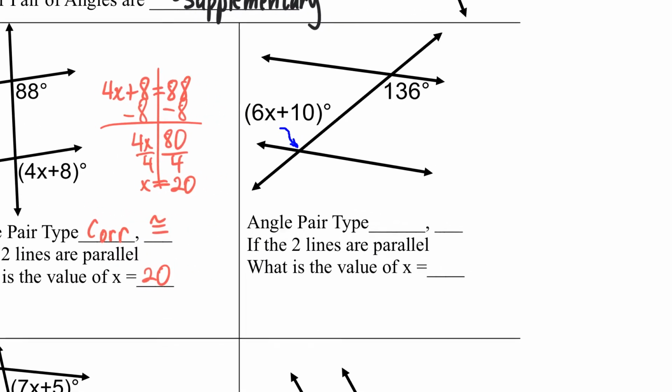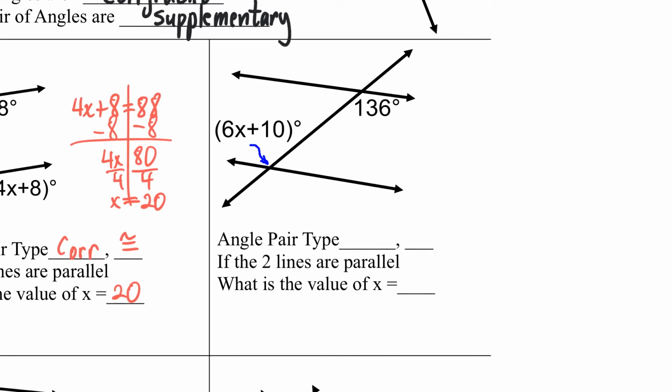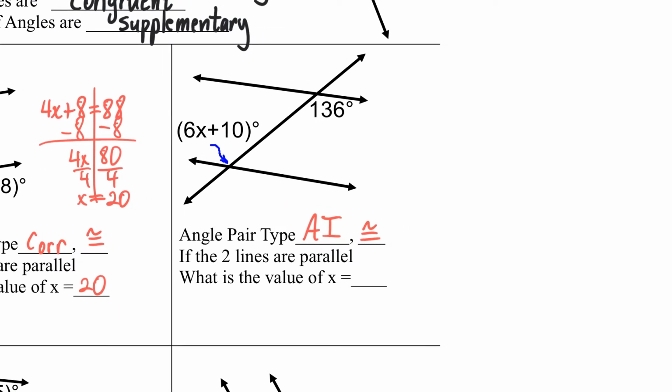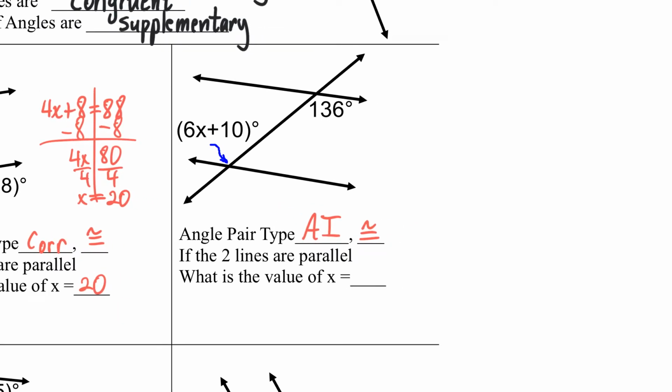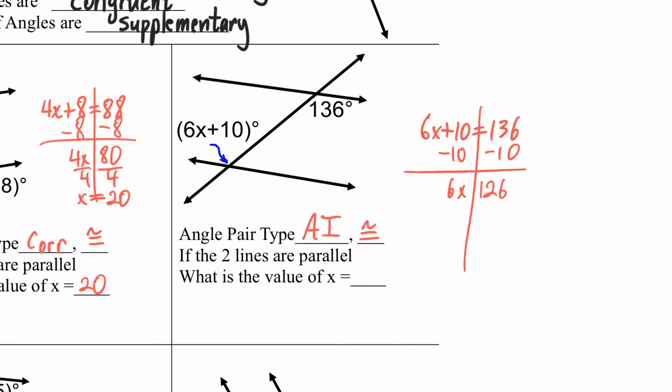All right, next one. What type of angle pair are those two angles? Alternate interior. If the two lines are parallel, what do we know about those two angles? That they are congruent. That's like what we did yesterday when we measured those angles. So we're just going to set them equal: 6x plus 10 equals 136. Subtract 10, 6x equals 126. Divide by 6, and x equals what? 21.